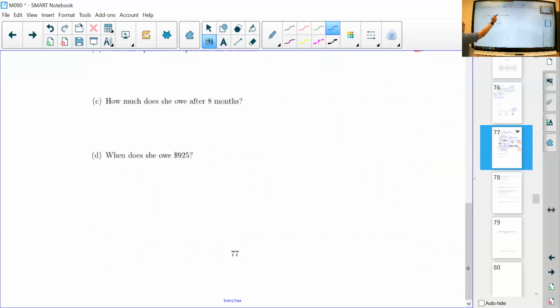Once you have your equation, you can plug in to find out how much she owes after 8 months. So that's plugging in 8 for X or Y. Think about it. Yeah, plugging in 8 for X because X is our time in this case. And when does she owe 925? This one's a little tricky. Plug it in for Y, see what you get, and then decide if that's reasonable.